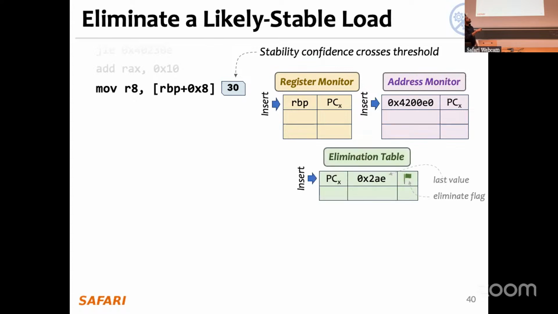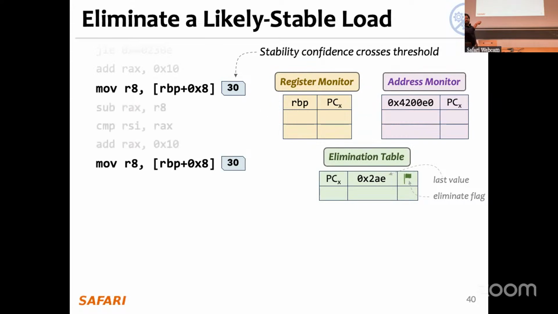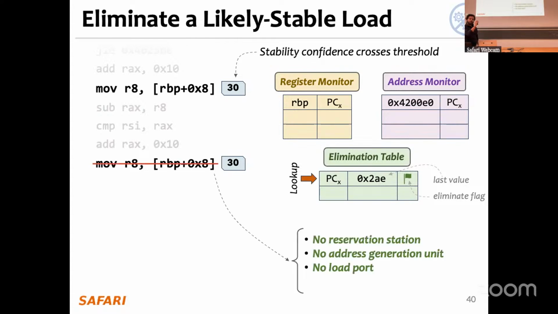At the same time, you're also going to say that this load instruction is now eliminatable, which is the eliminate flag. So what that flag essentially means is, the moment you see the next instance of this instruction, you simply look up this table and see that the flag is set. That means you can probably eliminate this instruction. Eliminating means you're not going to take any scheduler entry, which is the reservation station in Intel's terminology. You're not going to take any address generation unit. You're not going to take any load port for this instruction. So that instruction is as if magically executed.